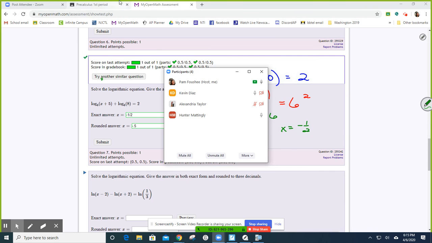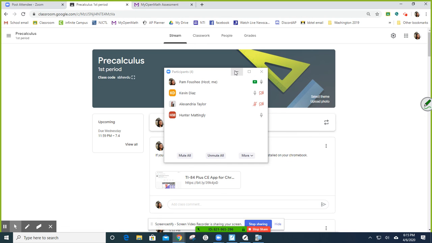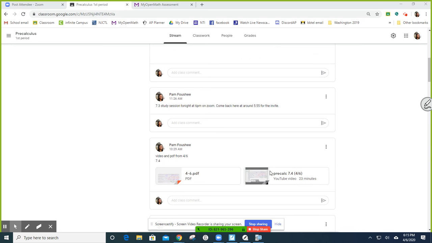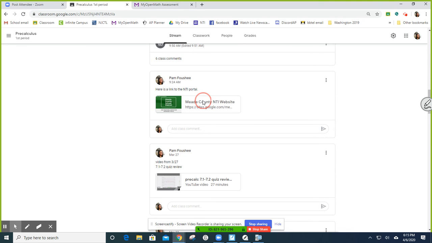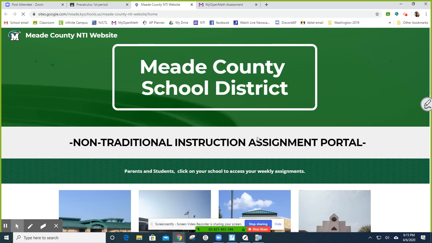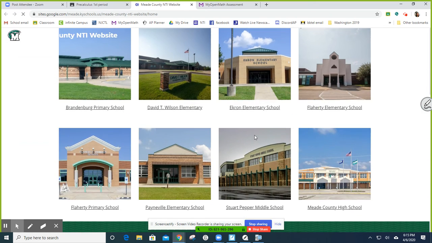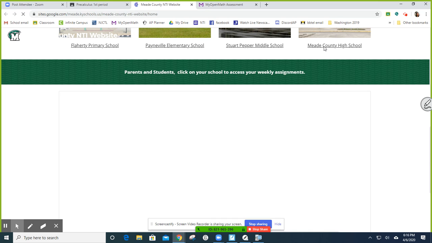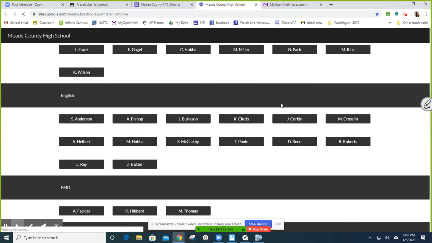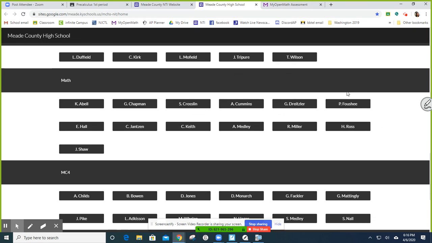Did you all see? Let me show you this real quick. Did you all see this thing right here, the NTI website thing? No? This is cool. There's a link to it on Google Classroom, and what you can do, you just come right here, and you can see all your teachers are on here, and they'll tell you what we're doing for the week. Like, all the CTE, English, math's the most important, of course. Oh, that's cool. It's way cool.